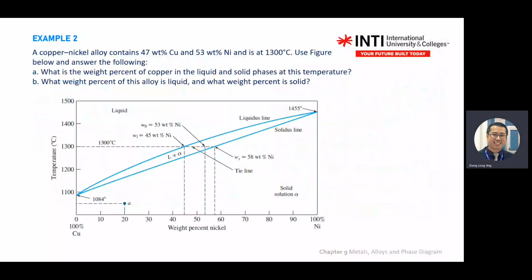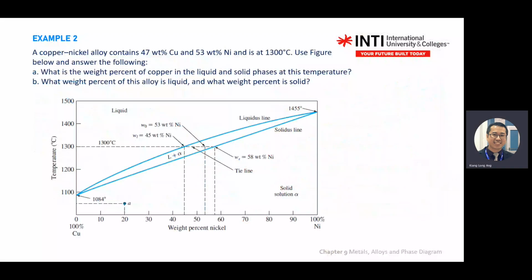Okay, then you look at the question. Nickel copper content 47% copper and 53% nickel at 1300 degrees C. So of course this one gives you easy already. It already gives you the temperature. But in the test you won't see this one. I will remove this line. I will change the temperature. So for example, I shift this one down or up.